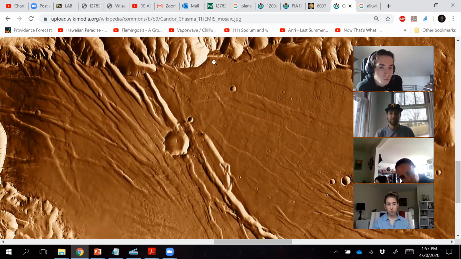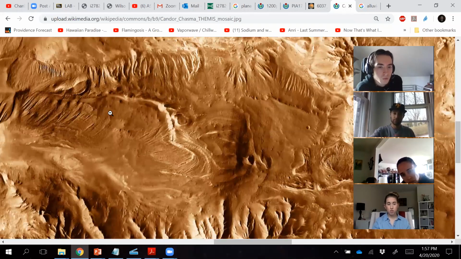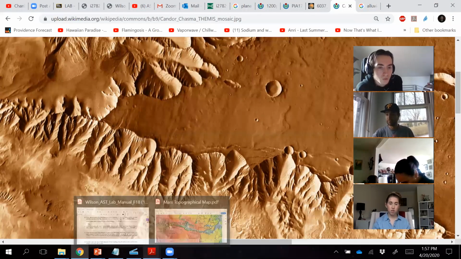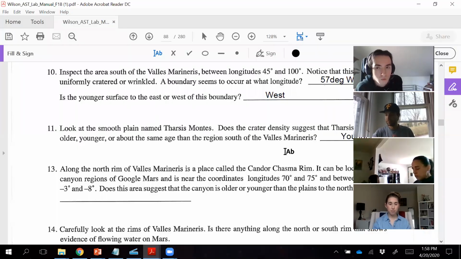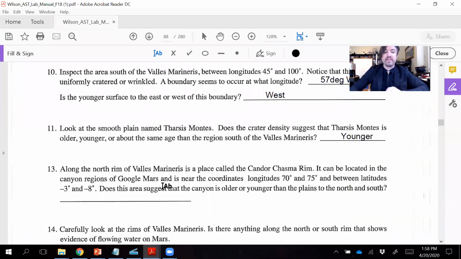So probably whatever formed this thing, Jace, was a combination of tectonics forming a crack, but then water just flowing all through it and carving it out. So it's kind of like the Grand Canyon in a way, but it was definitely related to tectonics more than the Grand Canyon was. So let's go back to our question here. Do we think that the canyon is older or younger than the plains to the north and south? What was our final answer there?